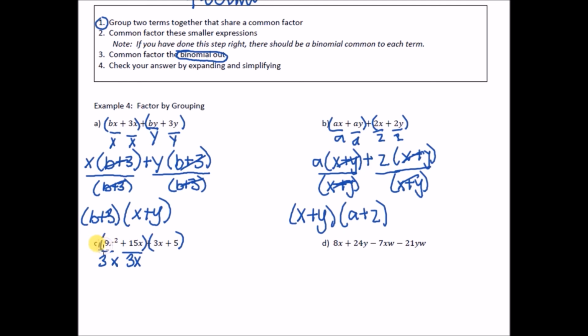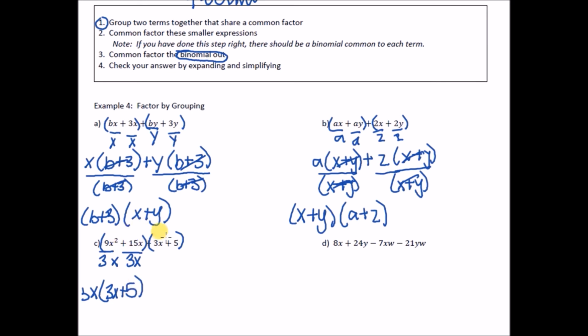Okay. And 9 divided by 3, I'm going to write the factor first. 9 divided by 3 is 3. x squared divided by x is x. 15 divided by 3 is 5. x divided by x goes away.